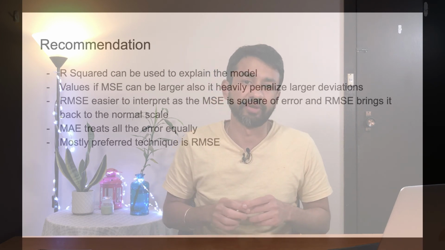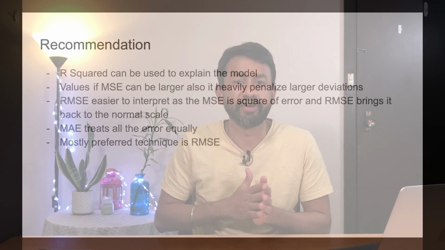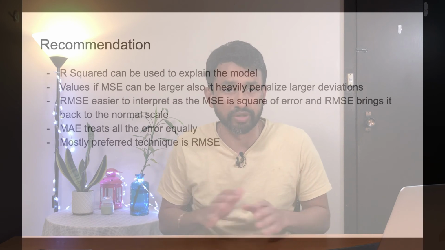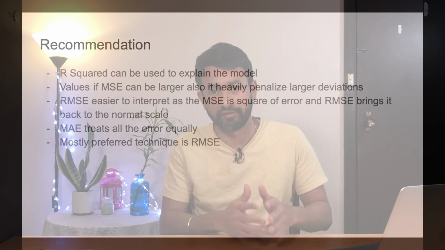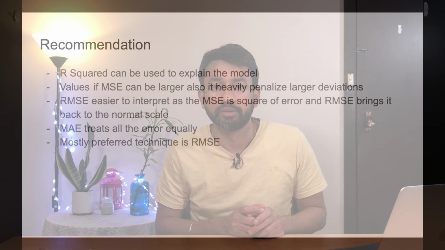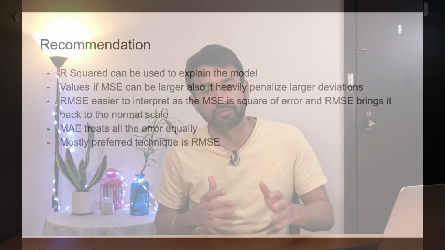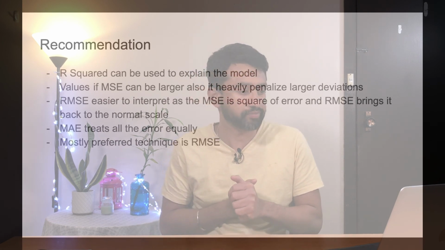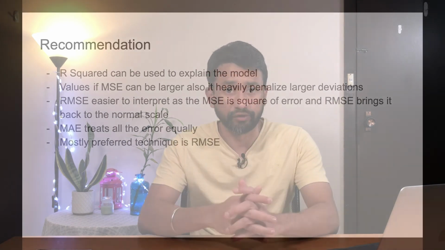And mean absolute error treats all the errors equally. It's also very much in line with the scale of the actual observations that we have, but I would say it is preferable to stick with root mean squared error. Yeah, so that's it for now.